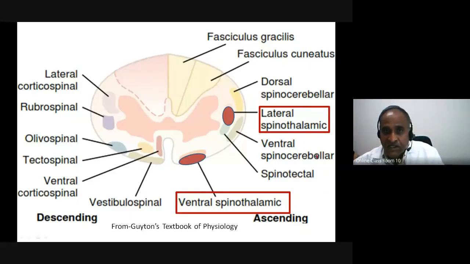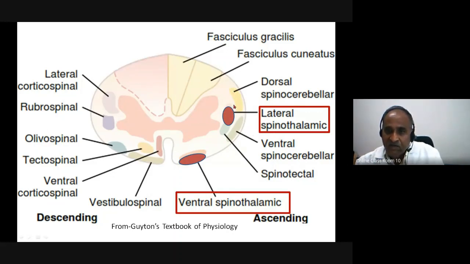On this side we have the ascending tracts. On this side we have the descending tracts. These are the major tracts as taken from Guyton's textbook of physiology. You already know this is the posterior column, and these are fasciculus gracilis and fasciculus cuneatus. And this is the anterior column. Here the ascending fibers are the ventral spinothalamic tract. And this is the lateral column.